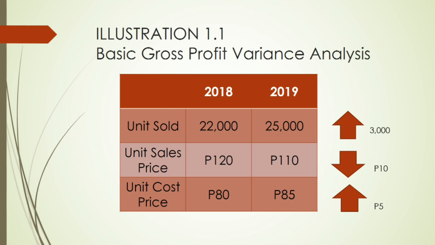So from 22,000, nag-increase siya ng 25,000. So we have an increase of 3,000. So unit sales price from 120 to 110, so it decreases 10 pesos. The next is the 80 pesos to 85 pesos. So, nag-increase siya ng 5 pesos. It is important to identify kung nag-increase or decrease pa siya and yung amount kung gaano kalaki yung in-increase niya at din-decrease niya. Kasi, ayan yung gagamitin natin dun sa shortcut formula na change in quantity times units sold this year, mga ganun. So, it's really important to identify it.